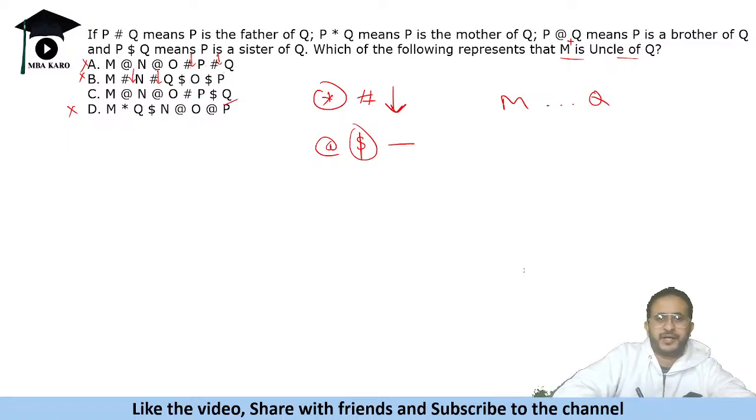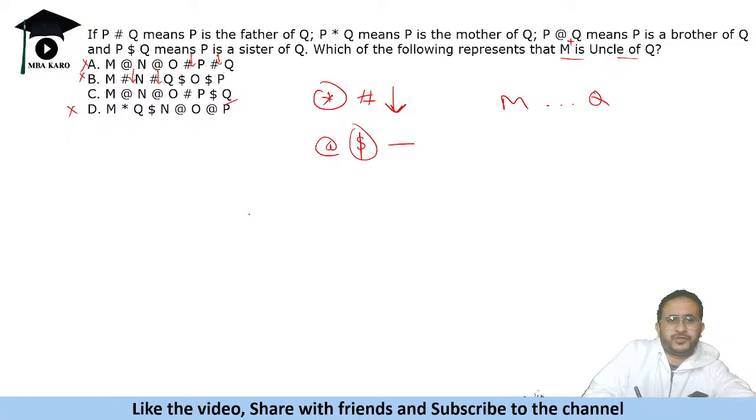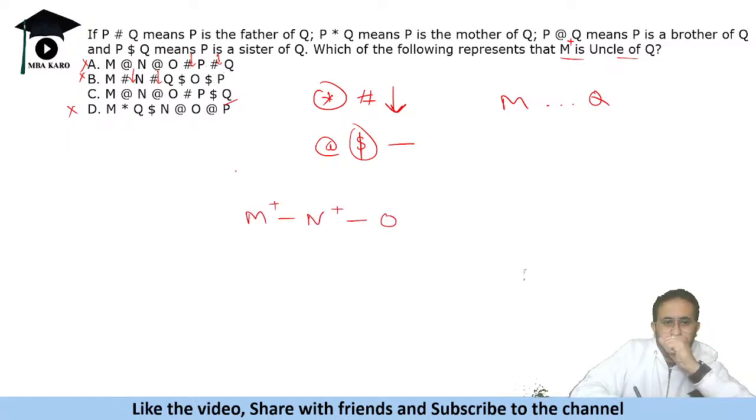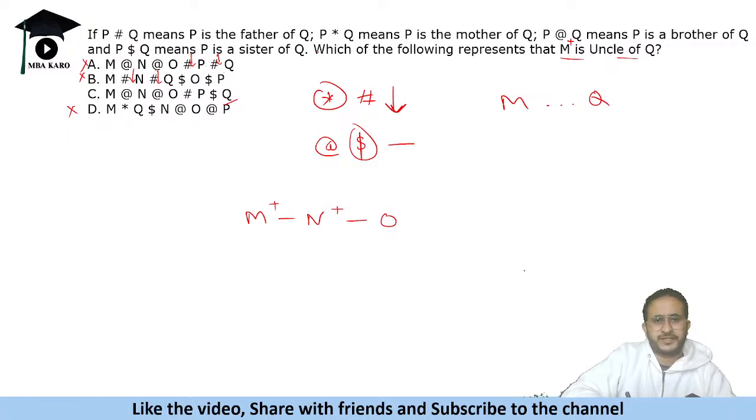Okay, let's see. M at the rate N. So M is the brother of N. N is the brother of O. O hash P. Hash is father.